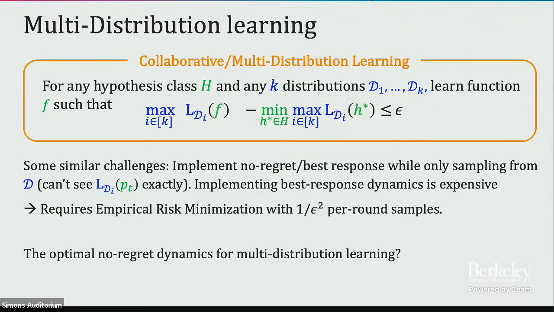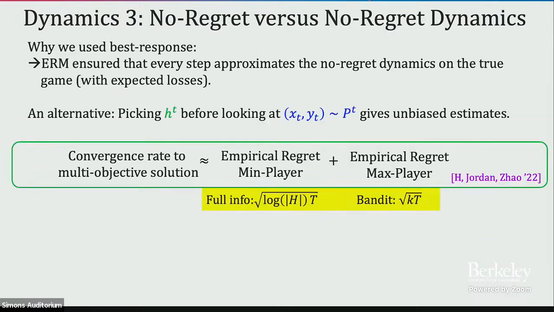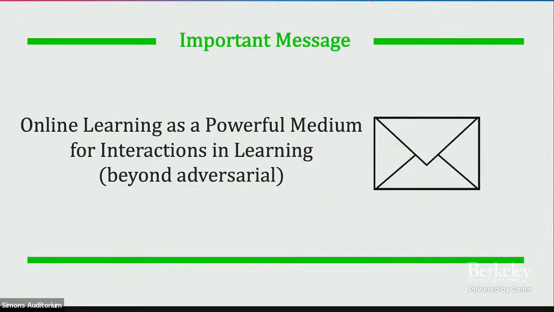I'm just going to say that for this version, multi-distribution learning, neither of the two dynamics I gave you is actually the right dynamic to solve it. What you would have to do is a totally different dynamic, which is the third one. The third one says that instead of doing no regret versus best response, both players should play no regret. If you do that, you can improve a lot of known bounds in multi-group learning, group DRO, multi-group fairness, collaborative learning, and so on. Unfortunately, I don't have that much time, but I'm happy to take questions.